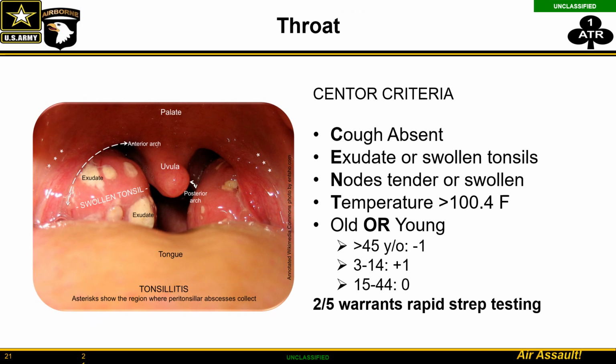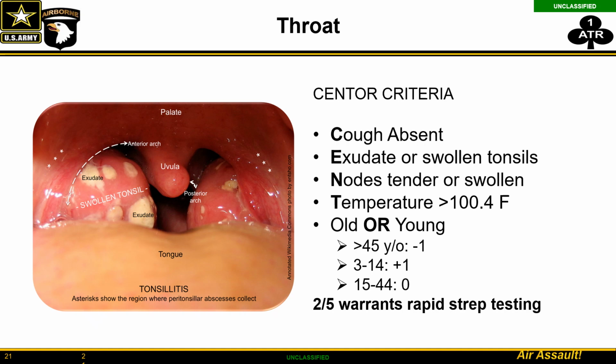And so here's Centor criteria. This is how we decide whether or not somebody needs to be sent for a rapid strep test. You can see here on the left is a really good example of exudate. Those white patches, those are exudates. Our Centor criteria is actually an acronym. It stands for cough absent, so someone who has strep shouldn't be complaining of a cough.